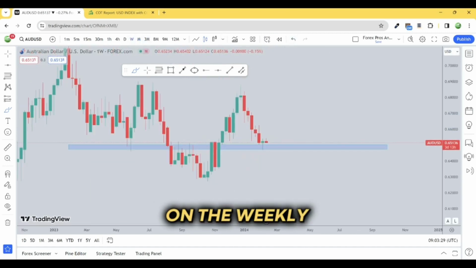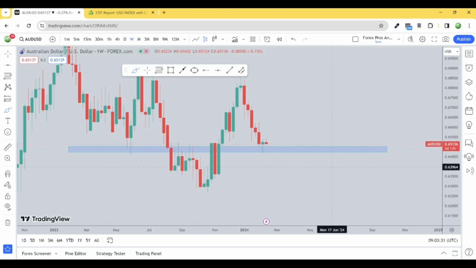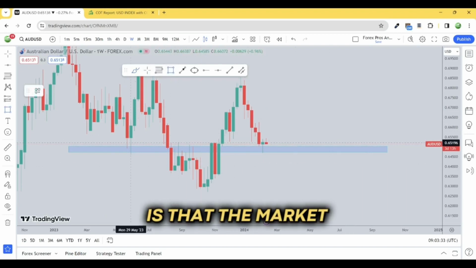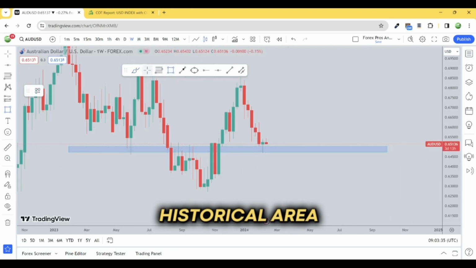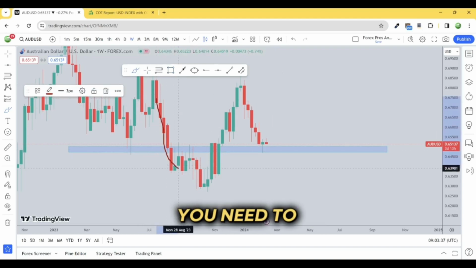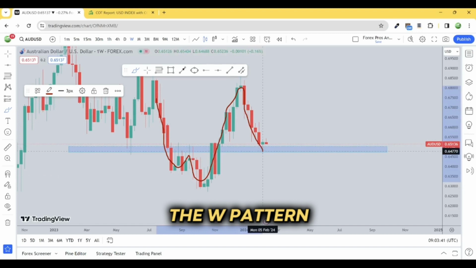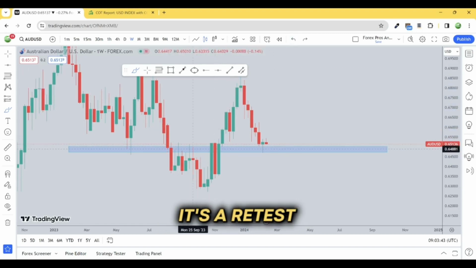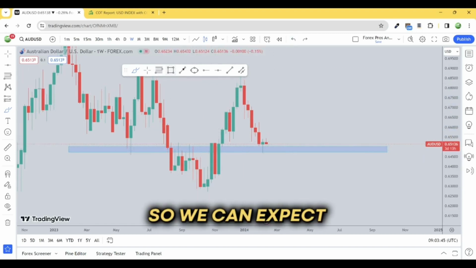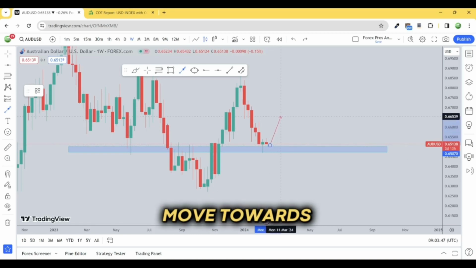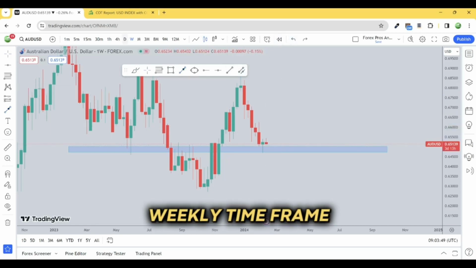Moving down on the weekly time frame, again, as you can see, the market is at a very historical area. And another thing you need to consider, the market has made a W pattern, and after making the W pattern, it's a rejection, it's a retest of the bottom neckline. So we can expect the market to move towards the upside even on the weekly time frame.